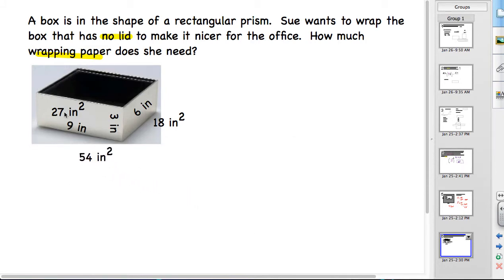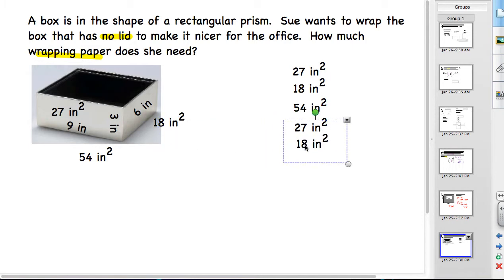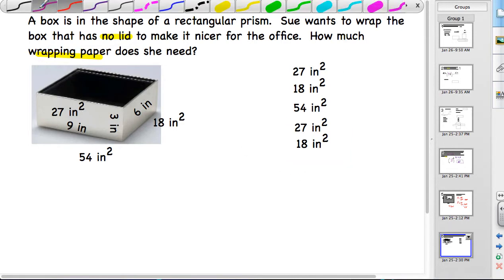So as we're looking at this box, we're going to have one that's 27 square inches to represent the front. We're going to have one that's 18 square inches to represent the right. And we're going to have one that's 54 square inches to represent the bottom. Don't forget we have one that's in the back here that is also 27 inches squared. And we have one on the left side that we can't see that's 18 inches squared. Normally we also have one here on the top, but again it says it has no lid, so we're not going to add that. We'll just add the parts that we have.